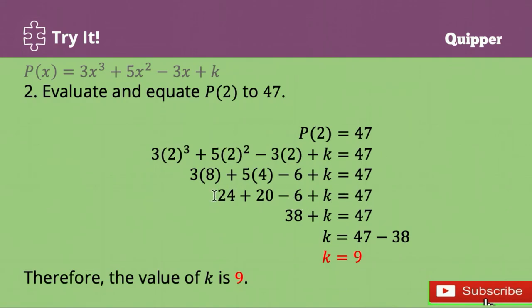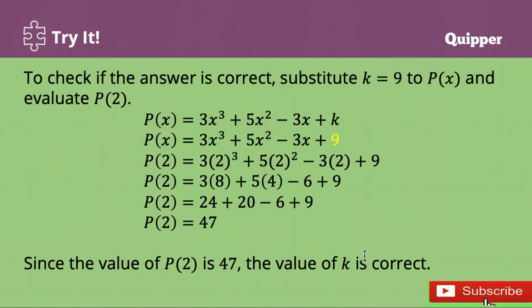And 24 plus 20 is 44. Minus 6 is positive 38. Plus k is equal to 47. Now this time, you are going to transpose this positive 38 to the other side and it becomes negative 38. K is equal to 47 minus 38. And 47 minus 38 is positive 9. That 9 is the value of our k.